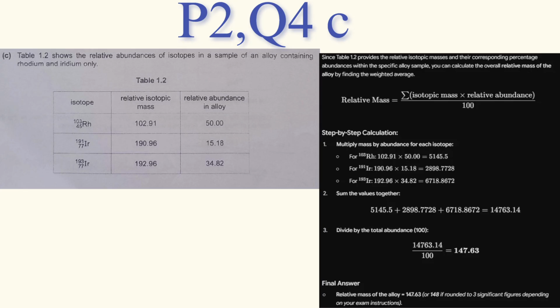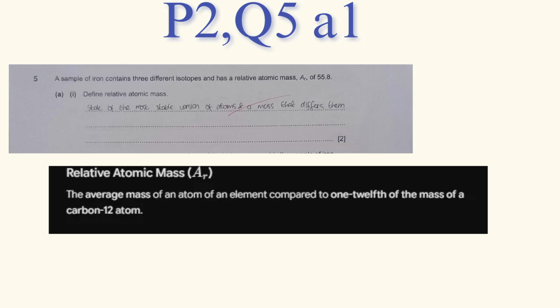The final answer is 147.63. If it was given to 2 decimal places, you can use that, but it may need rounding to 3 significant figures depending on your exam's instructions. Next is question 5a1. Define relative atomic mass. Relative atomic mass is the average mass of an atom of an element compared to 1/12 of the mass of a carbon 12 atom.